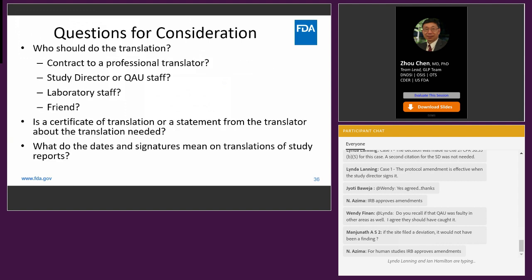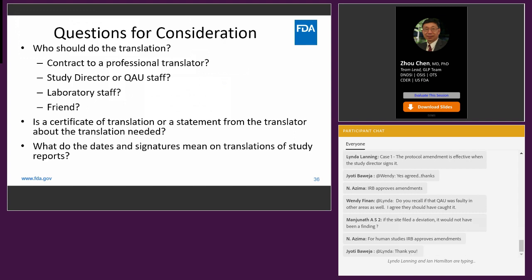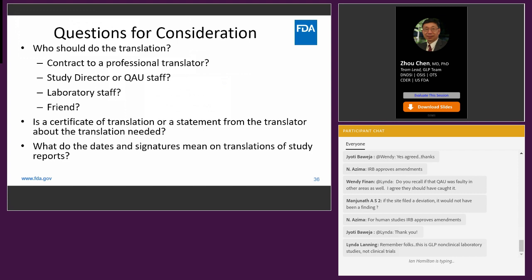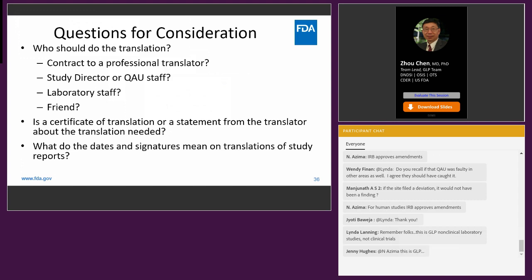Here I have several questions for you to consider. The first one is who should do the translation? Should the firm contract the translation to a professional translator, or can they ask a study director or QA to do the translation, or ask a staff member to do the translation, or can they ask a friend to do the translation?